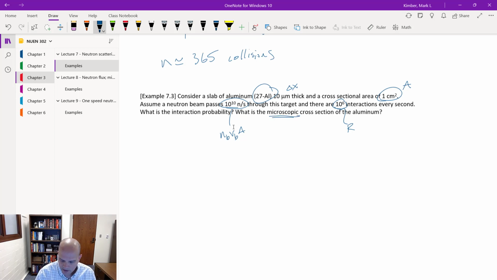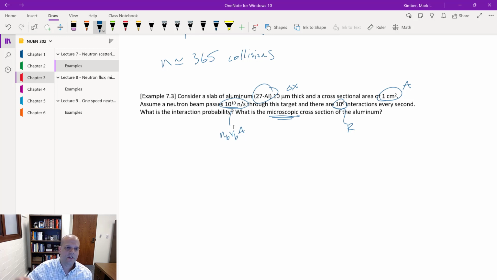Now, we haven't talked about this word yet, but we're going to next lecture, microscopic versus macroscopic cross-section. What we're dealing with today is the microscopic cross-section. So we want to know what that is for the aluminum. Now, in this example, we're kind of working backwards to what the reality of it would be. We typically have the cross-section data, and I'll show you that in just a minute.